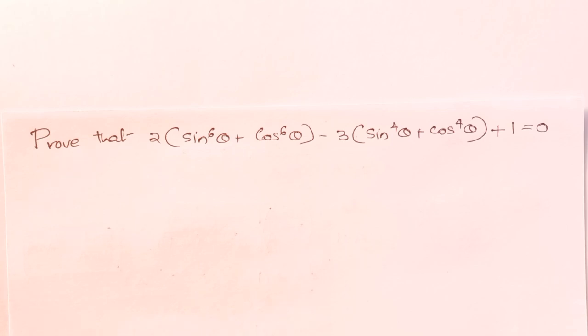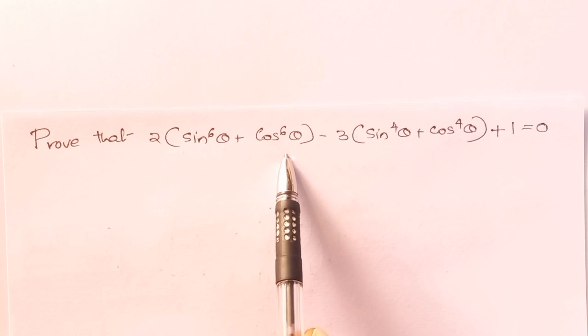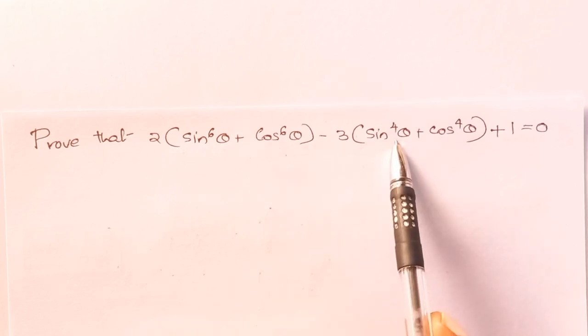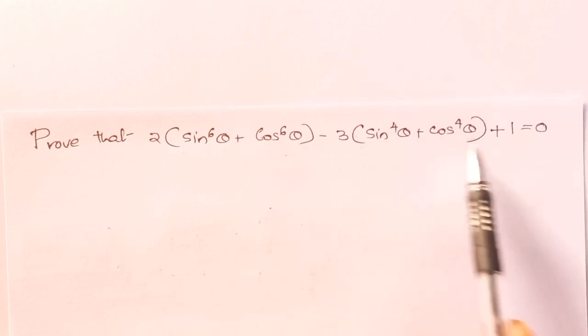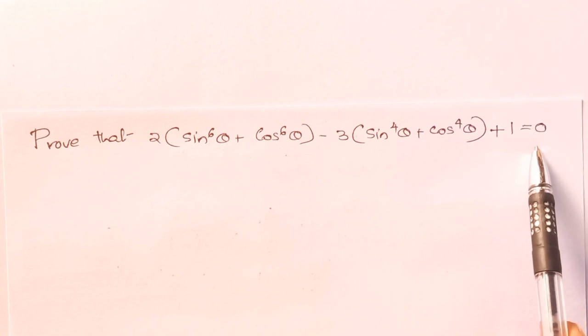Let us prove another question. 2 of sin raised to 6 theta plus cos raised to 6 theta, minus 3 of sin raised to 4 theta plus cos raised to 4 theta, plus 1 is equal to 0.